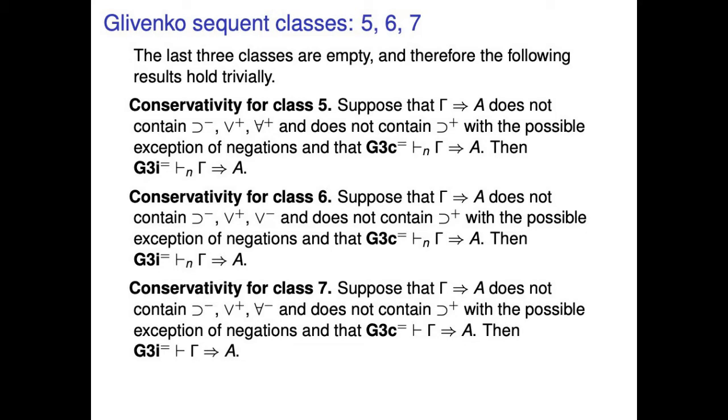And then the last three classes are classes for which the conservativity trivially holds. So they are classes 5, 6, and 7. They are for single-succedent sequents that don't contain negative implication, positive disjunction, positive universal, nor positive implication, with a possible exception of negation. And the reason why the conservativity holds is that such sequents are never derivable classically, and so the result is empty. And there is a similar result for class 6 and class 7. I'm not going to spell them out here.